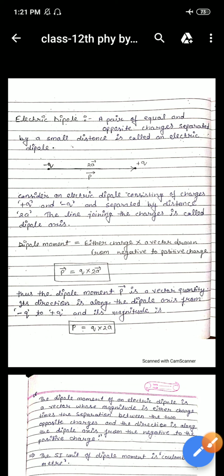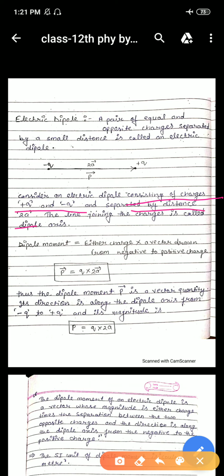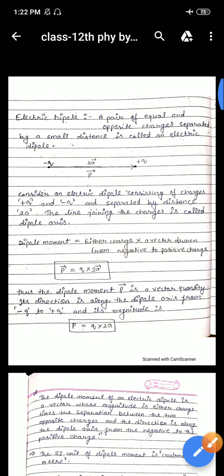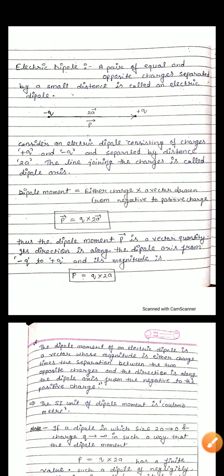Is it clear? Now consider an electric dipole consisting of charges plus q and minus q separated by distance 2a. The line joining the charges is called the dipole axis. This axis is known as the dipole axis. I hope this term is clear.